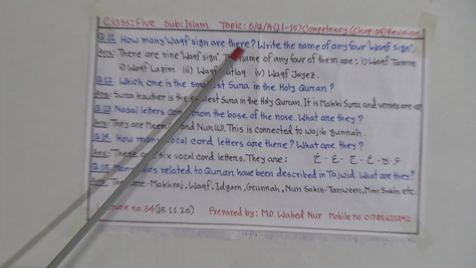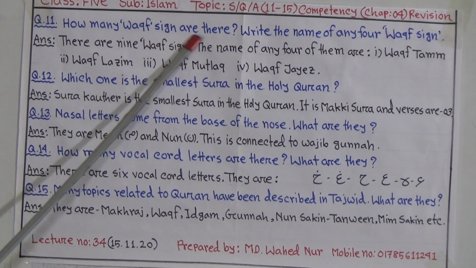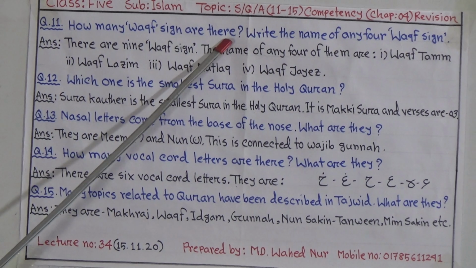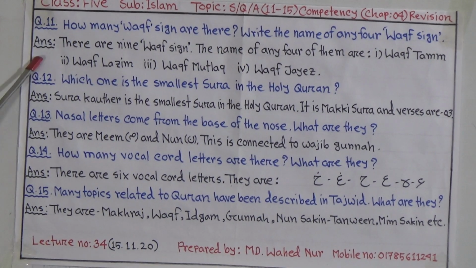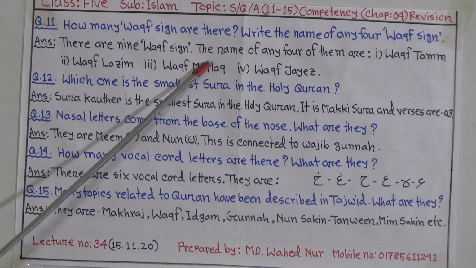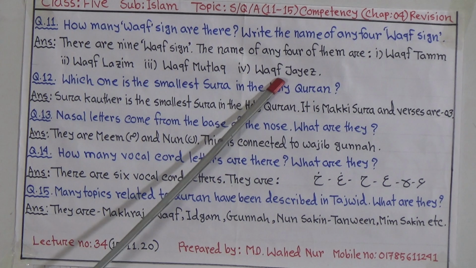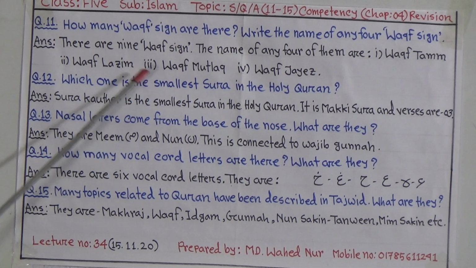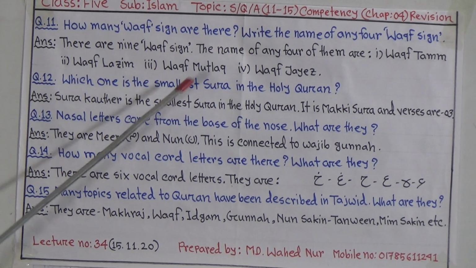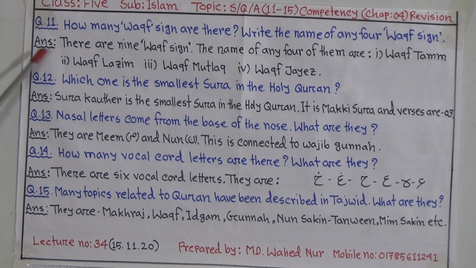How many waqf signs are there? Write the name of any 4 waqf signs. My beloved students, here it is asking how many waqf signs are there in your textbook. So you will write that answer. At first the answer is there are 9 waqf signs. The names of any 4 of them are waqf tam, waqf lazim, waqf mutlaq and waqf jaiz. Besides these you can write others, for example waqf murakhas, waqf mujawaz. You have to write according to the question, because the question asks for 4 waqf signs. I hope you understood question number 11.